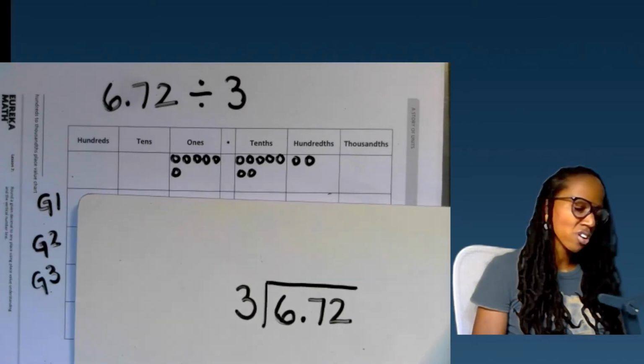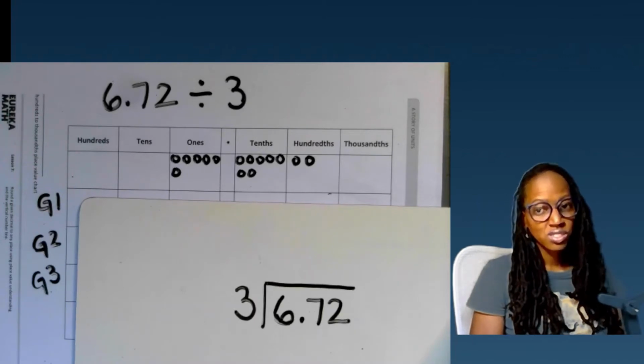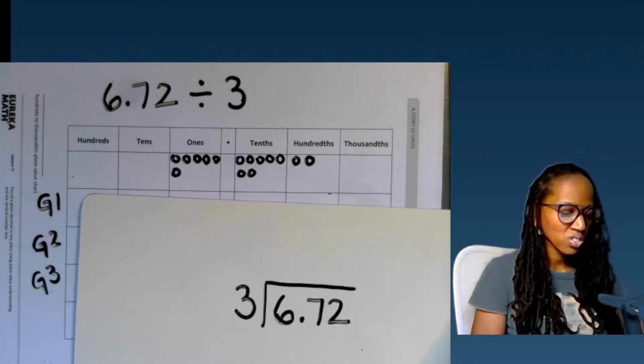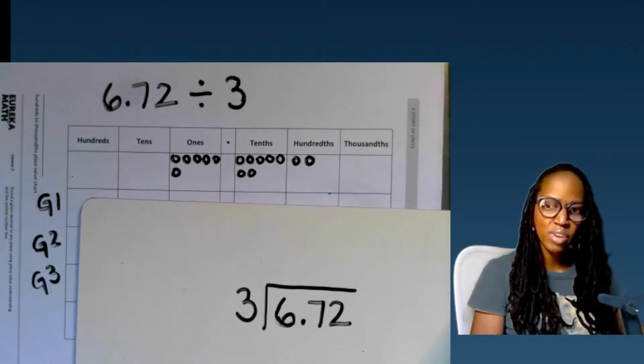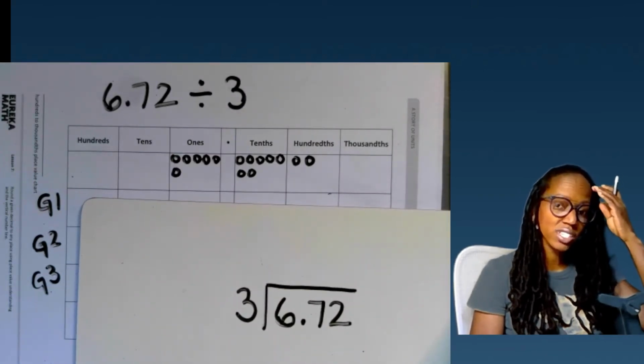That's how we're sharing. And our quotient is going to be our answer. Okay, so now we have our standard algorithm set up. We have our place value set up. Let's go ahead and start dividing. And I'm going to go back and forth between the two so we can see what's happening.